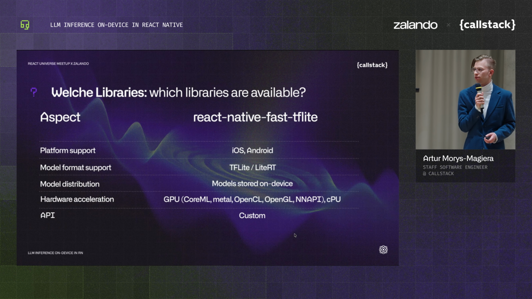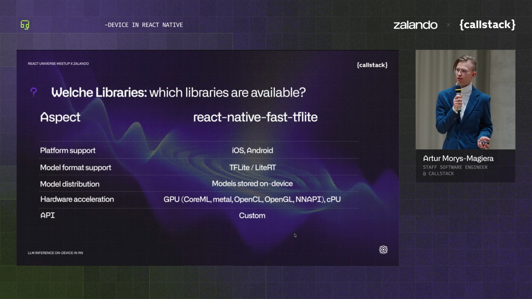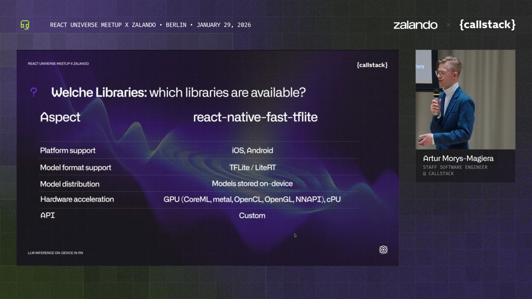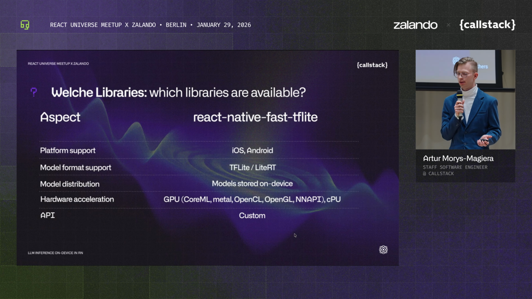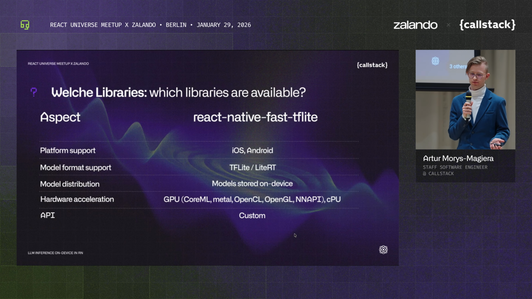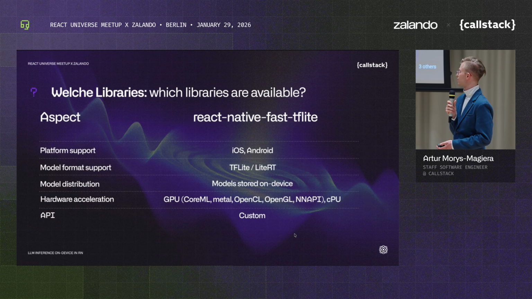The models are stored on device, so you can either distribute them with your app if they are probably very small, or you can store them on a server. The app can fetch them, store them in some kind of app data directory, and then load them, use them for the user. This library has hardware acceleration support.